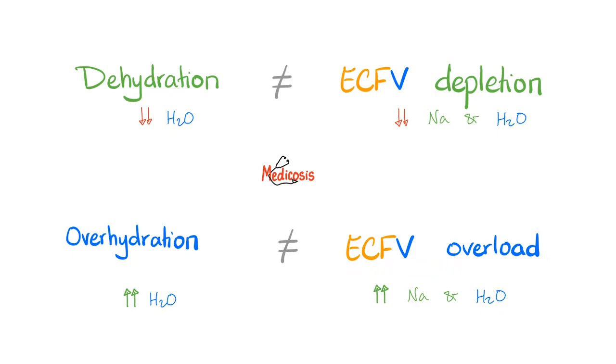Let me explain. Dehydration is when you lose water alone. Volume depletion is when you lose salt and water. This is what we call hypovolemia. It drives me nuts when pediatricians say, oh, the baby has been vomiting, the baby is dehydrated. Shut up, the baby is volume depleted. The baby has lost salt and water.